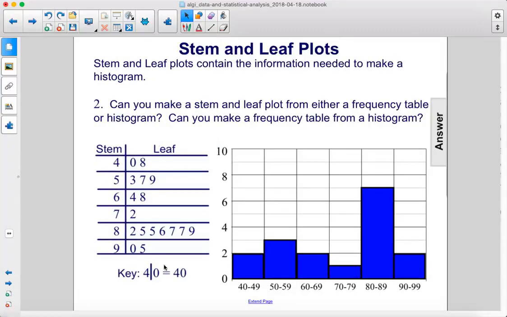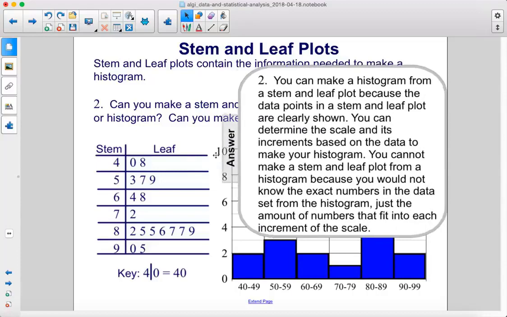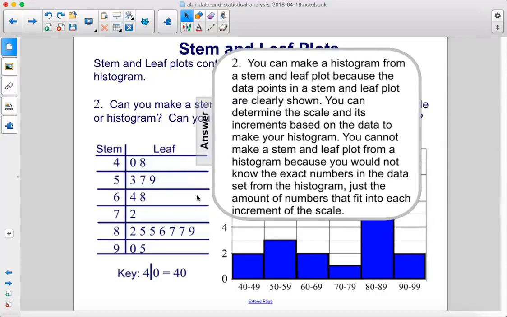Stem and leaf plots contain the information needed to make a histogram. Can you make a stem and leaf plot from either a frequency table or histogram? Can you make a frequency table from a histogram? You can make a histogram from a stem and leaf plot because the data points in a stem and leaf plot are clearly shown. You can determine the scale and the increments based on the data to make your histogram. However, you cannot make a stem and leaf plot from a histogram because you would not know the exact numbers in the data set from the histogram, just the amount of numbers that fit into each increment of the scale.